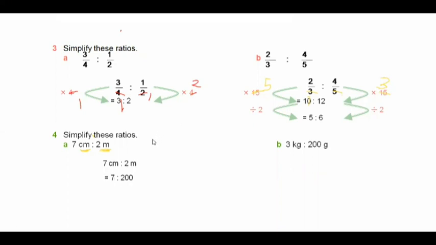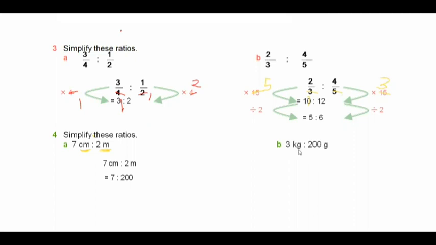7 centimeter is to 200 centimeter. Centimeter and centimeter get cancelled. The ratio does not have a unit. So the ratio of 7 centimeter is to 2 meter is 7 is to 200. Here we simplify the ratio 3 kg to 200 gram.